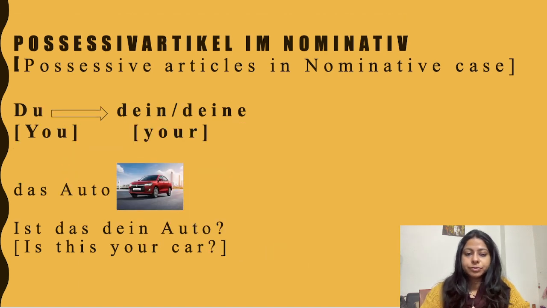Now, when you have the article das, it would be "Ist das dein Auto?" So, we are using dein because of the pronoun du, and we are using dein with masculine and neutrum. The masculine article example was Fernseher, TV, and neutrum is das with car, Auto.